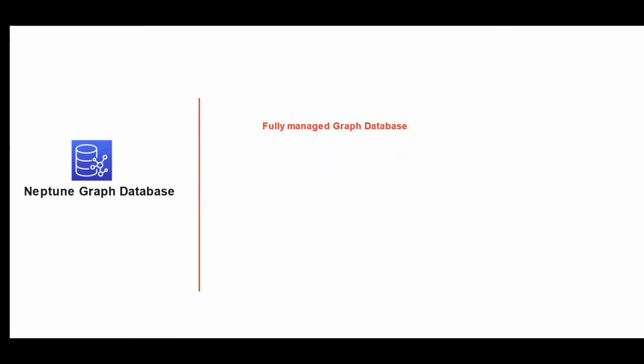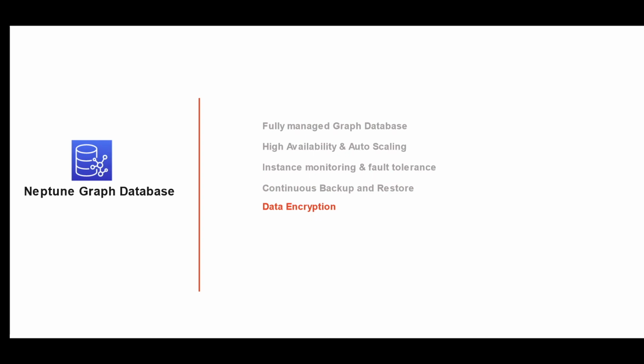So Amazon Neptune is a fully managed graph database, and it enables you to query billions of relationships within seconds. And like any other managed service, you will get high availability and auto scaling, you will get instance monitoring and fault tolerance, you will get continuous backup and restore, and you will get data encryption. Neptune also supports open graph APIs for Gremlin and SPARQL, and you can use the existing tools and code when migrating to Neptune. So this is it on Amazon provided non-relational databases.